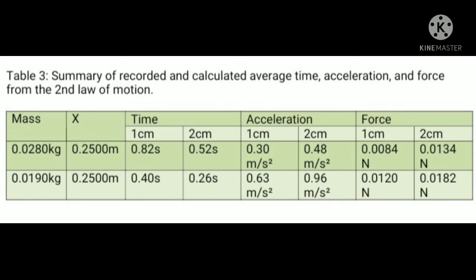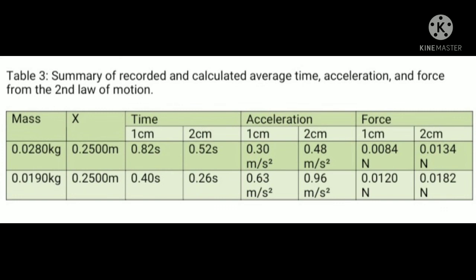So, for our conclusion, no, the greater the mass, the more time it will going to take to reach 0.2500 meter. Ibig sabihin, mahina yung acceleration niya. And that means na yung force na ginamit natin by stretching the rubber band 1 cm and 2 cm backward are actually of lesser effect to 0.0280 kg marble.